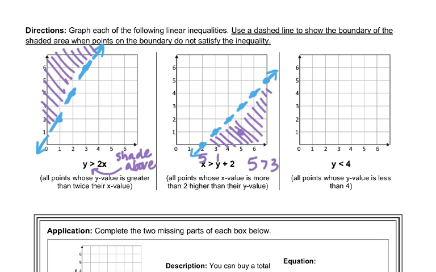You could also go the other way and test something on the other side and make sure it doesn't work, right? So if I looked at the point 2, 5, that has an x value of 2 and a y value of 5. Is 2 greater than 7? No. So you would not want to shade that side because that's not a true statement. All right, and the last one, all points whose y value is less than 4.